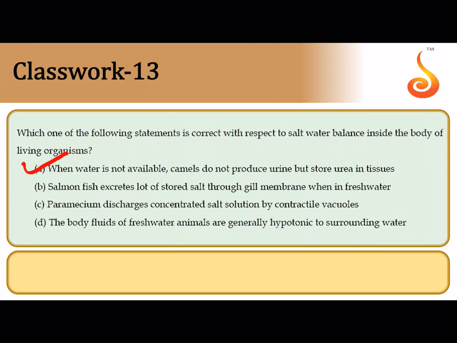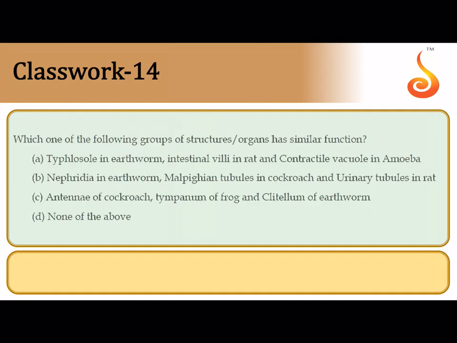Which one of the following statements is correct with respect to salt water balance inside the body? When water is not available, camels do not produce urine, but they store urea in the tissues, because when water is not there, they cannot afford to give away that water in the form of urine. Water is so precious to them that they cannot eliminate the urea, so temporarily they store the urea in their body tissues.